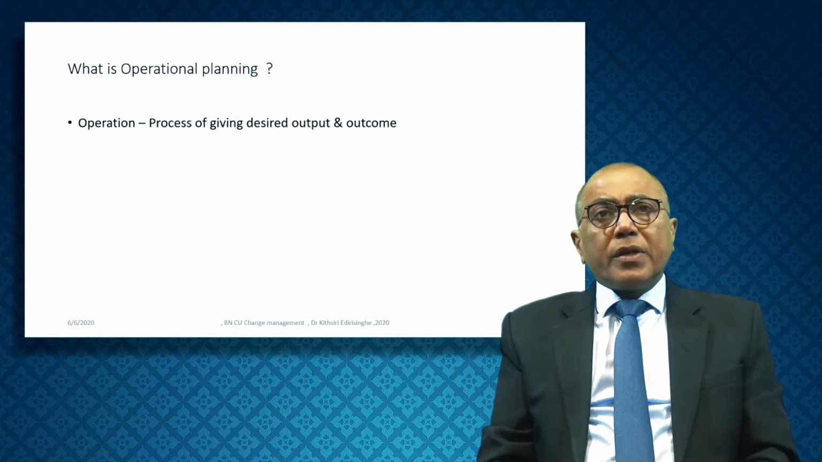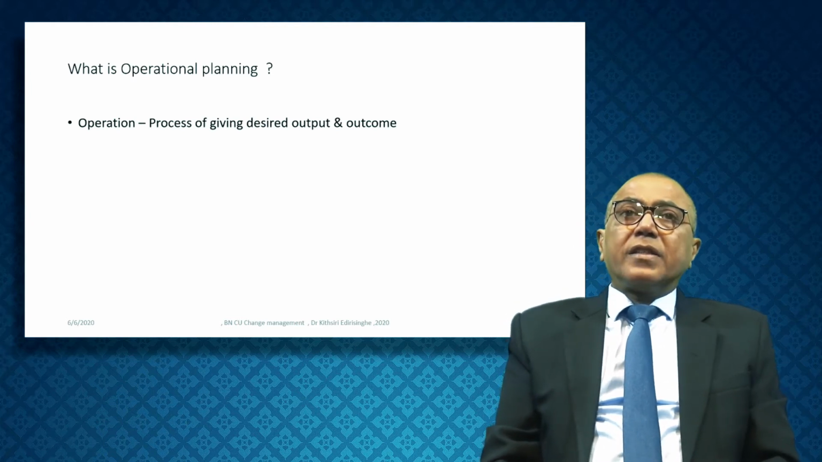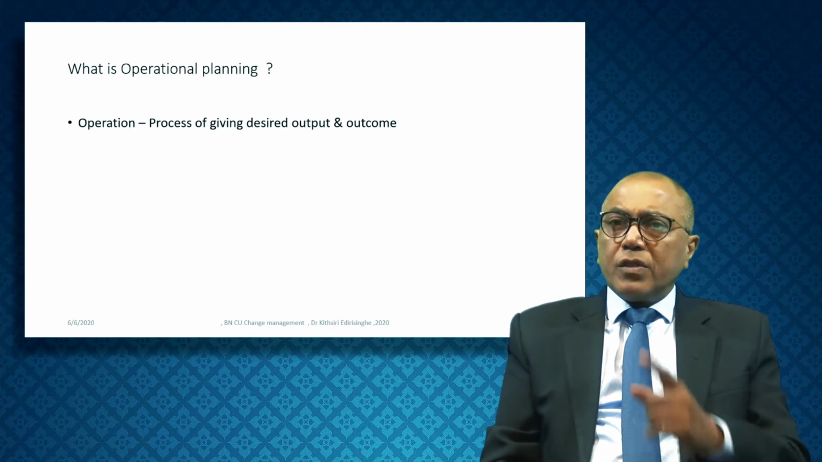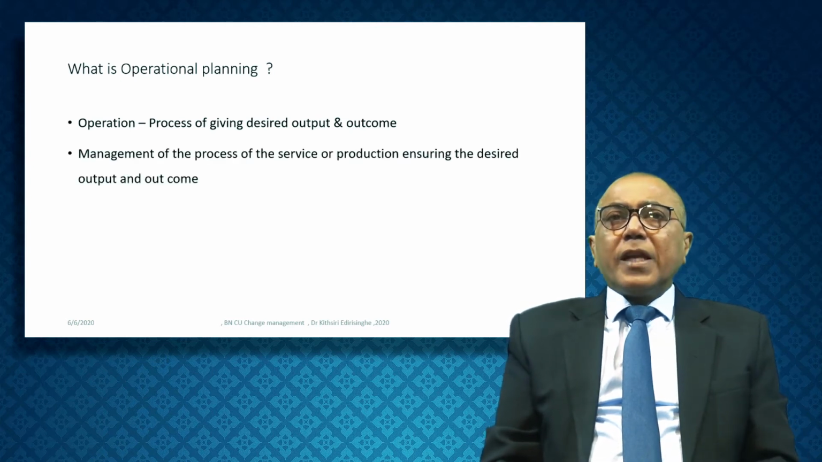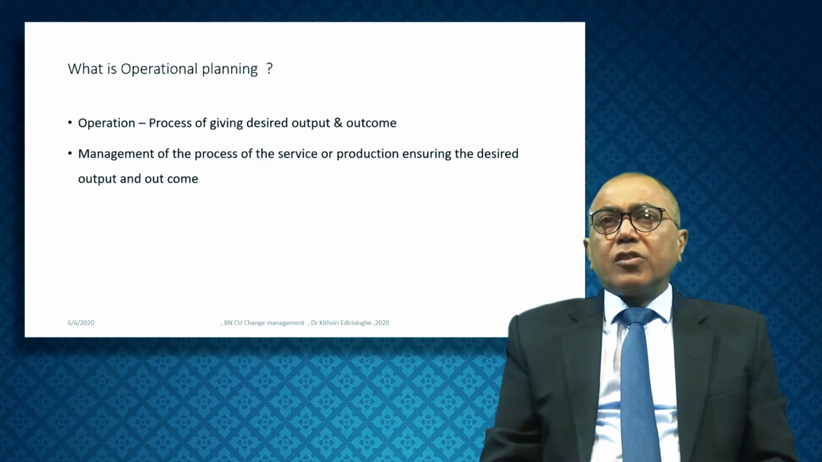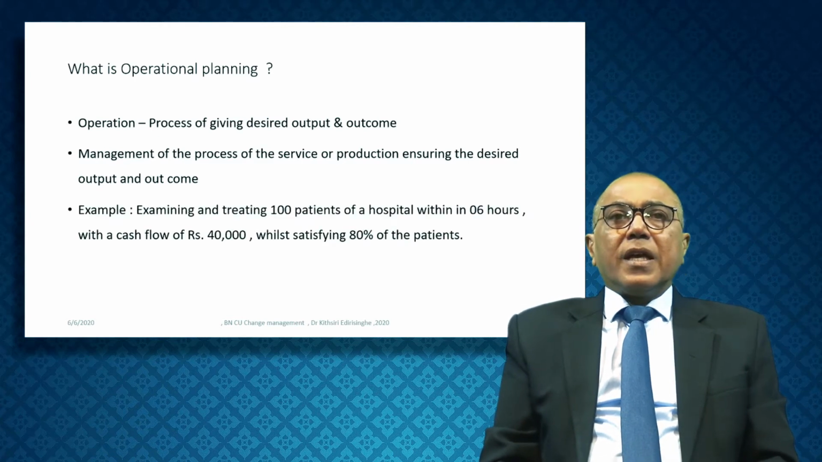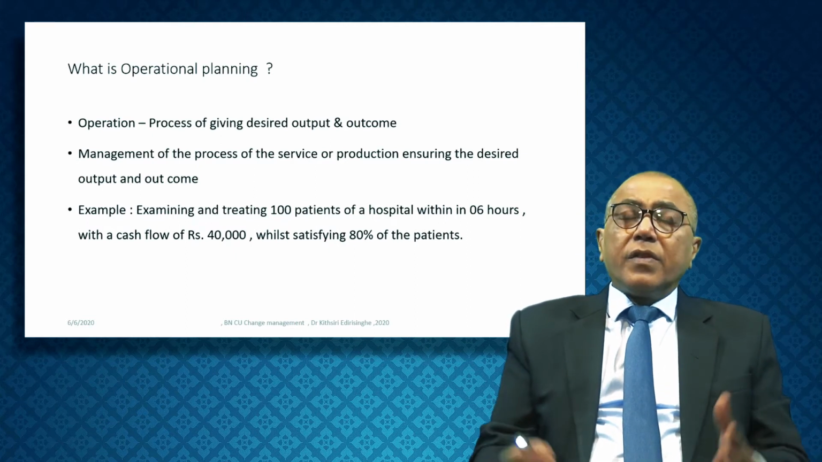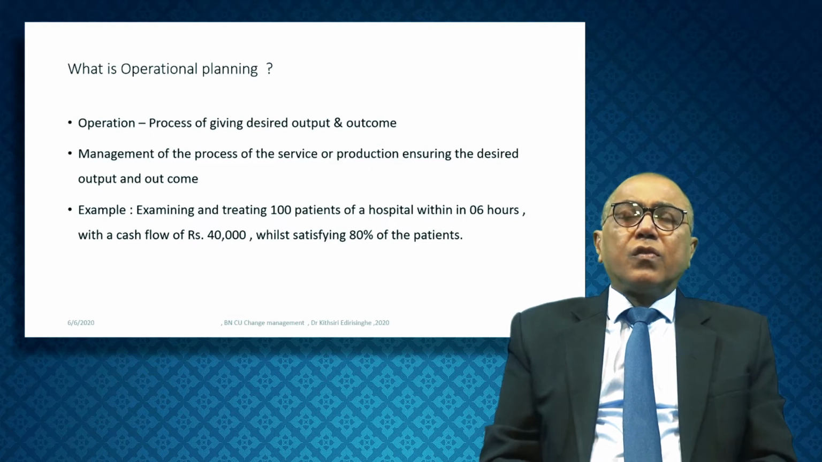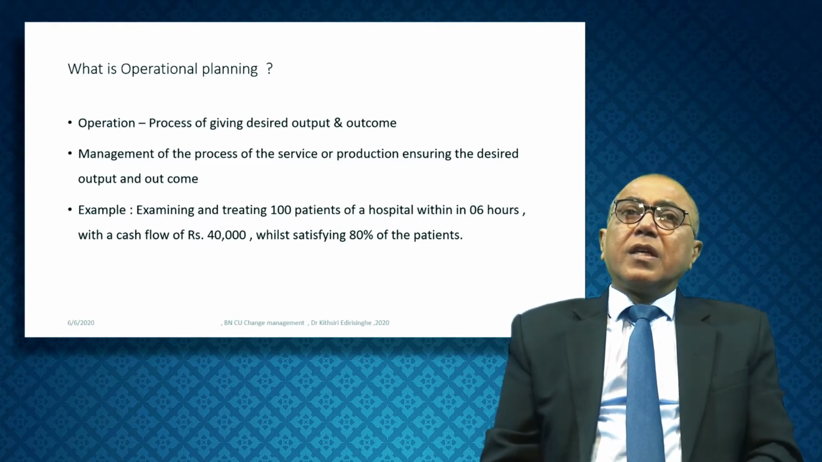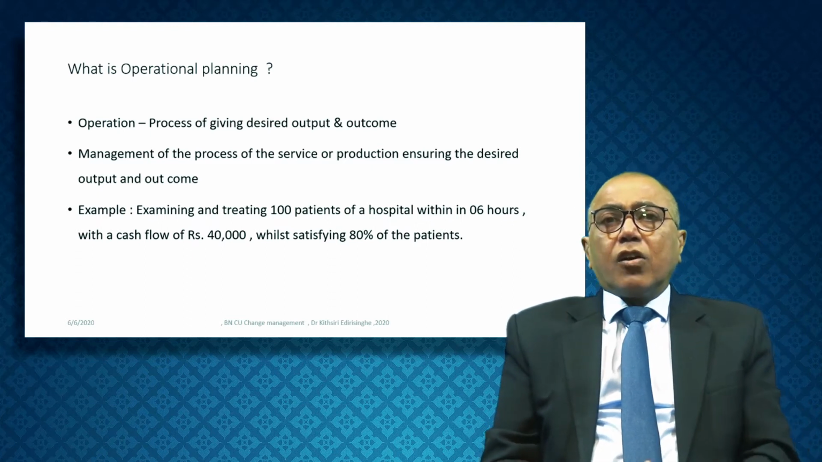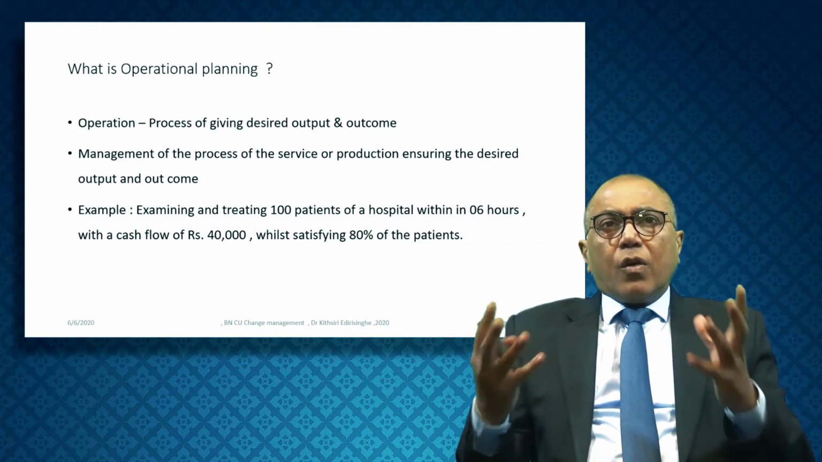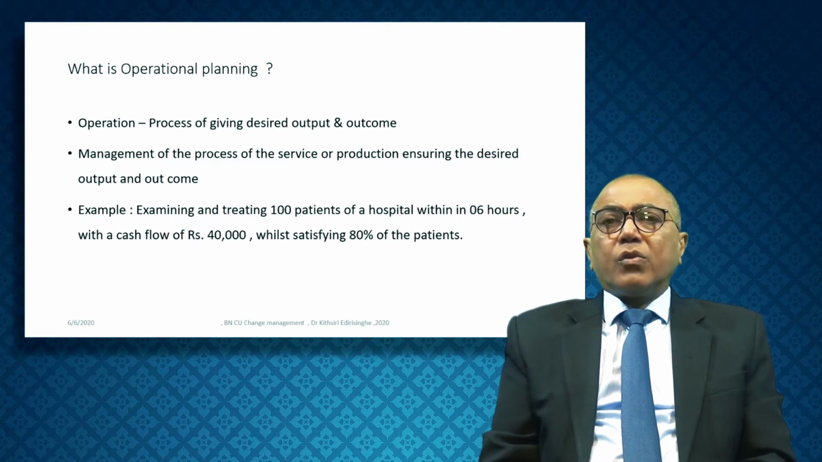Now, what is operational planning? Operational planning is a process of giving the desired output and outcome. We spoke about it before. It's a management process of service production, ensuring the desired output and outcome. For example, examining and treating 100 patients in a hospital within 6 hours, with a cash flow of 40,000 if you are in the private sector, or a cost of 40,000 in the government sector, while satisfying 80% of the patients. So this is operational planning. This is what you really do.